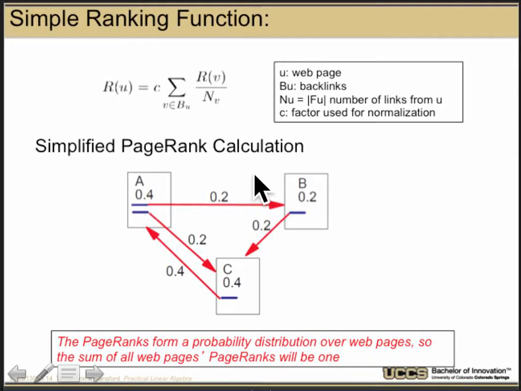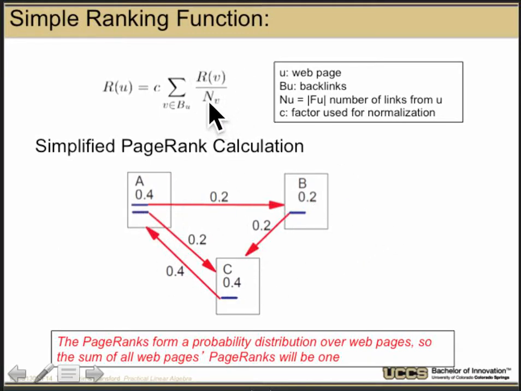So the way we just described it, if I have a function that tells me all of the pages that link into a page, then if I have this ranking function, I can now compute my rank. The problem that comes up is this is actually a graph. So A points to B, B points to C, C points to A.